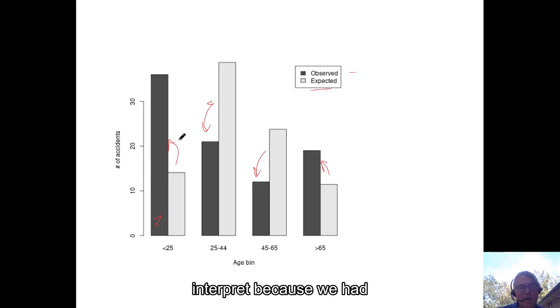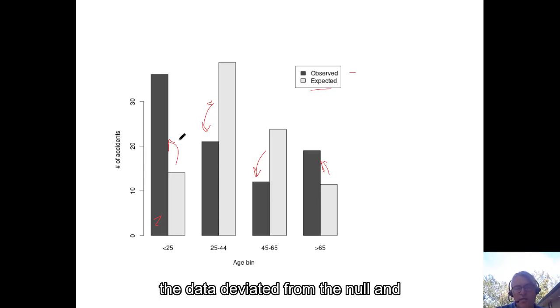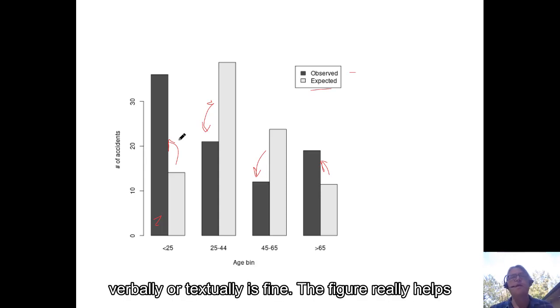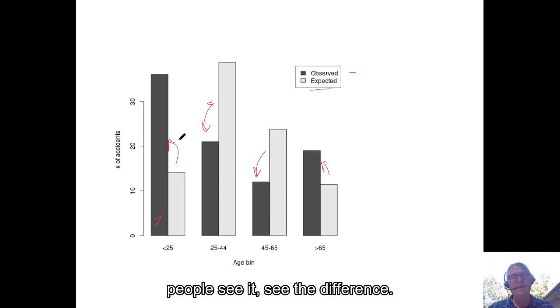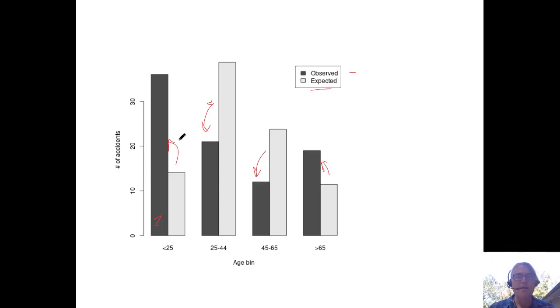Because we rejected the null, we want to tell people how the data deviated from the null. And so we summarize that verbally or textually, which is fine. The figure really helps people see the difference. So that's often how we display these data.